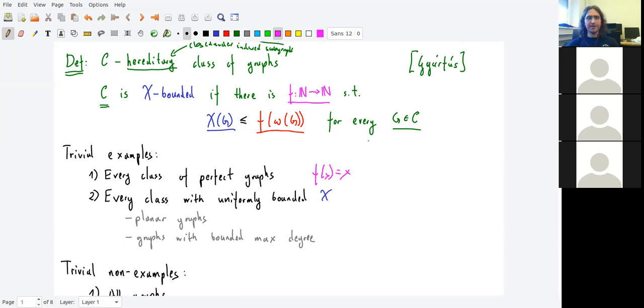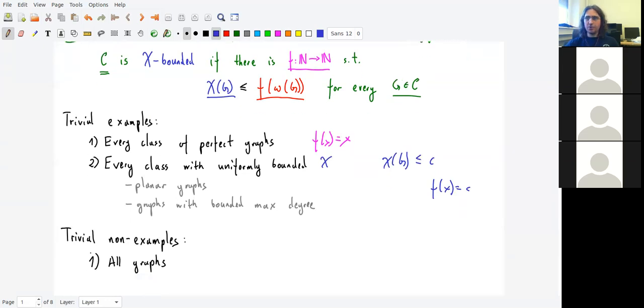So this is on one hand. On the other hand, whenever your class of graphs has a uniformly bounded chromatic number, for instance, the chromatic number of your graph is always bounded by some constant c, you are also chi-bounded, right? Because then you take the function being constantly equal to this constant. So for example, planar graphs or graphs of bounded maximum degree or graphs of bounded tree width and so on, they are all chi-bounded for trivial reasons, because chi is uniformly bounded.